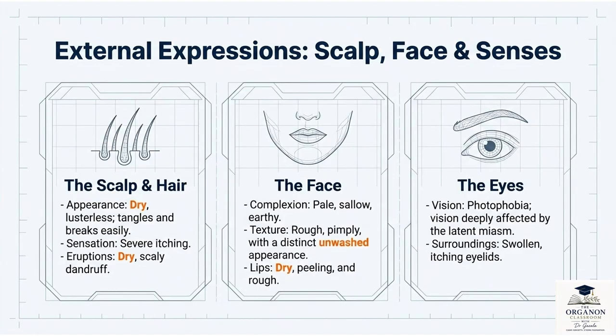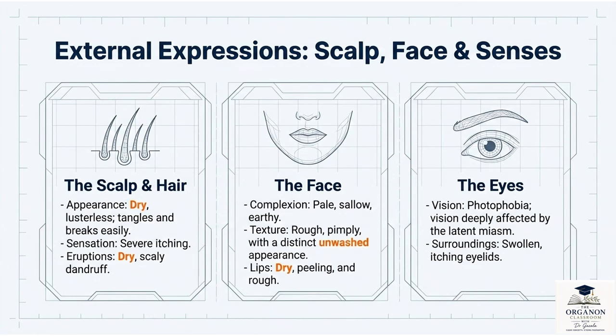External expressions: scalp, face, and senses. The scalp and hair appearance is dry, lusterless, tangles, breaks easily, severe itching, dry, scaly dandruff. The face, pale, earthy complexion, rough, pimply with a distinct unwashed appearance, dry, peeling, and rough. Which remedy gives up a shabby look and shabby appearance? Please answer that in the comments.